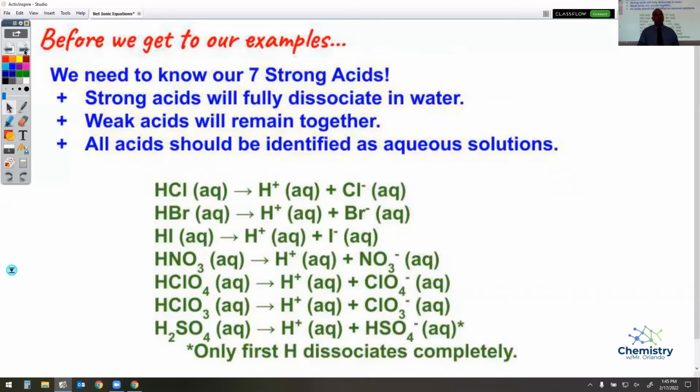When we write aqueous solutions for acids, we have to differentiate between strong and weak acids. Behind me, you see a list of 7 strong acids. These are the acids that will dissociate when placed in water. Any other acid, so think acids start with H for the most part, any one that's not part of these 7 acids is considered a weak acid. So even though we're going to write it as an aqueous solution, it's going to remain together in the net ionic equation. That is, it will not dissociate into hydrogen ions and anions.